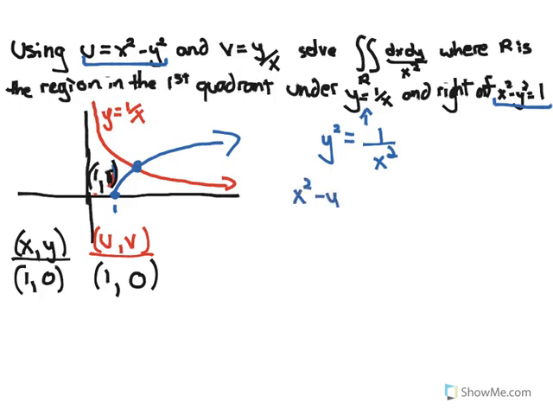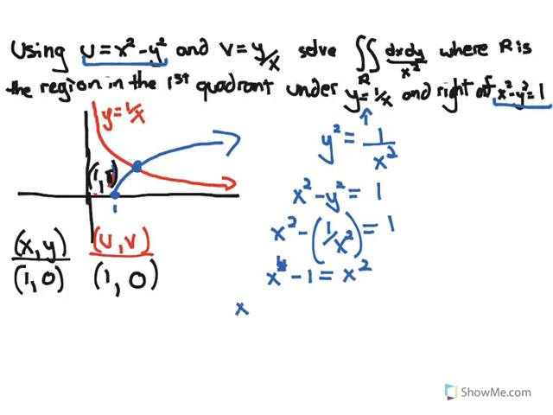So I had x squared minus y squared equals 1. So I'm now going to say this is x squared minus 1 over x squared equals 1. Multiply everything by x squared, and we get x to the 4 minus 1 equals x squared. Everything to one side, we get x to the 4 minus x squared minus 1 equals 0. And this is a quadratic in terms of x squared. I know it's x to the 4, but if we were to set m equal to x squared or something, we could write this as a quadratic, and the variable would be x squared.